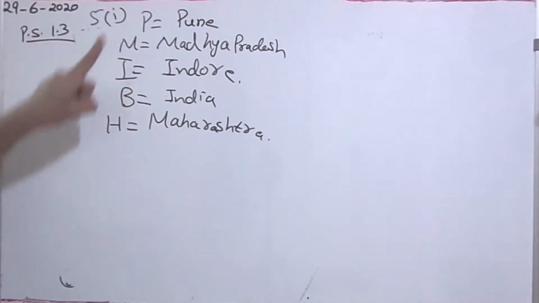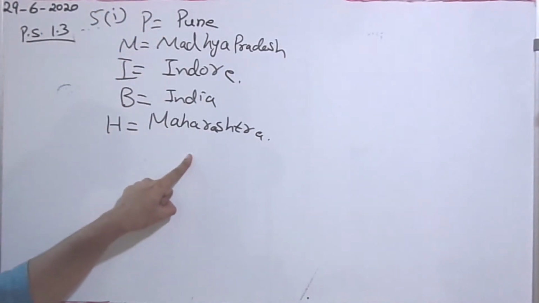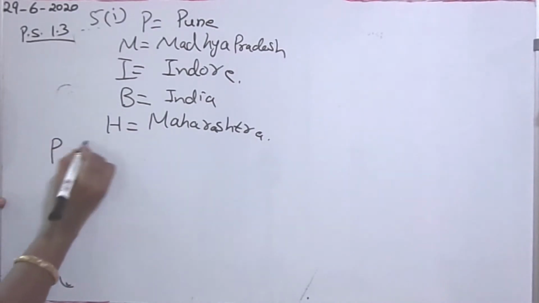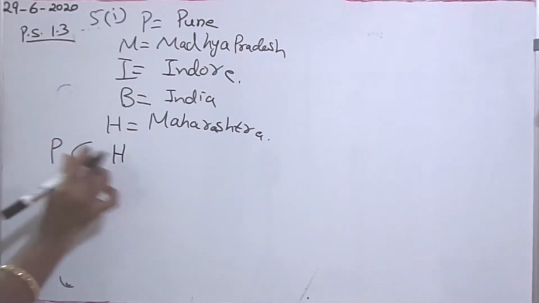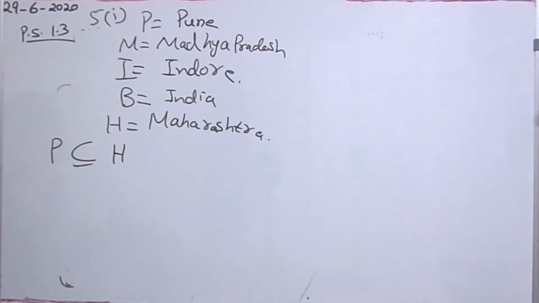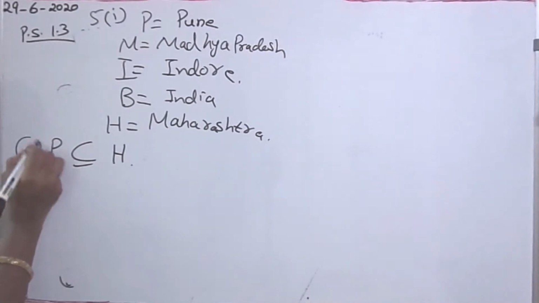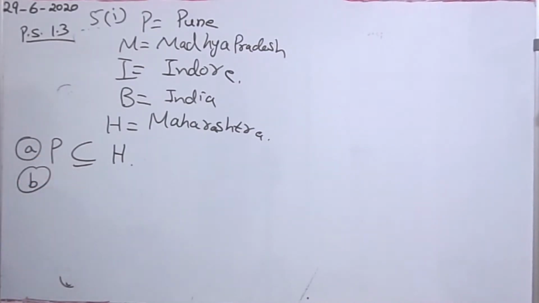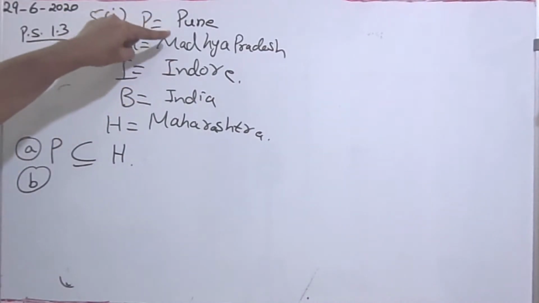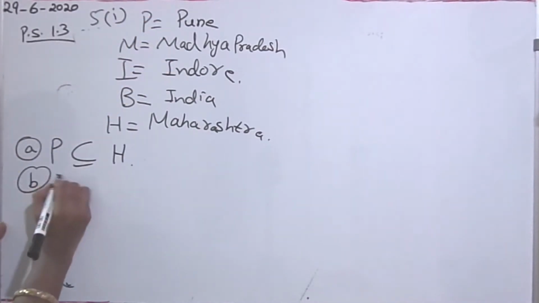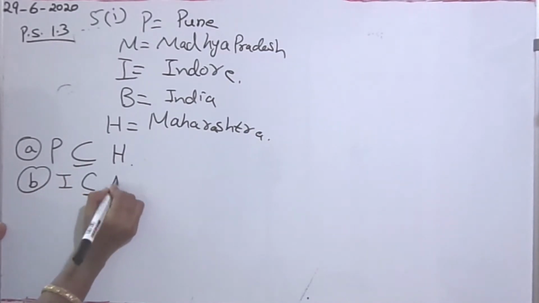Here, we know that Pune is contained in Maharashtra, isn't it? Pune is situated in Maharashtra. So you can write P is a subset of H. P is fully contained inside H. So this is the first subset. Next subset. Now we know Indore is fully inside Madhya Pradesh. It is fully contained in Madhya Pradesh. So I is a subset of M.